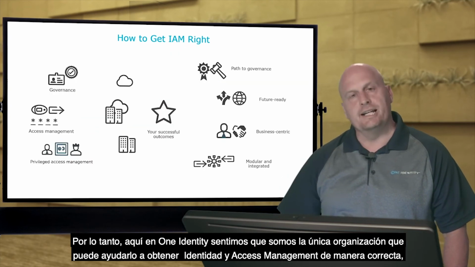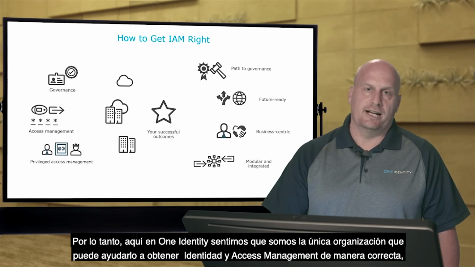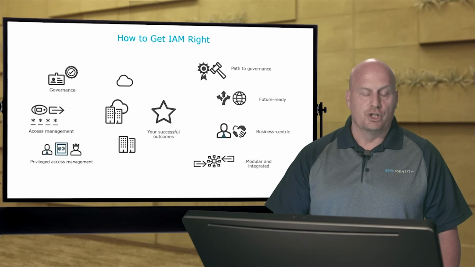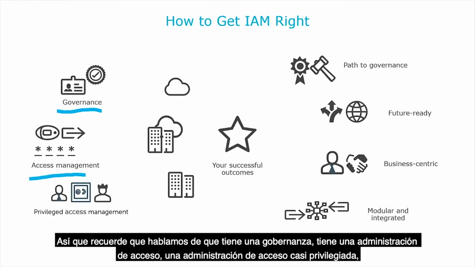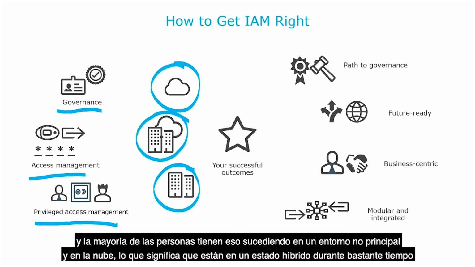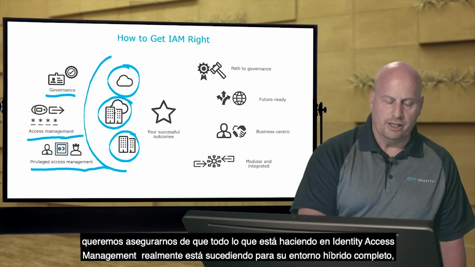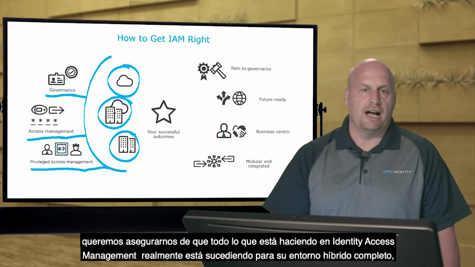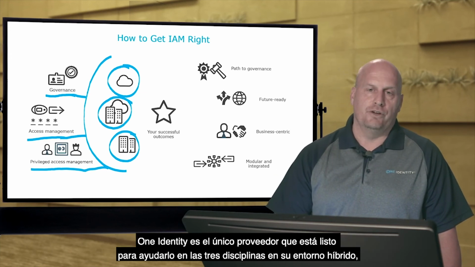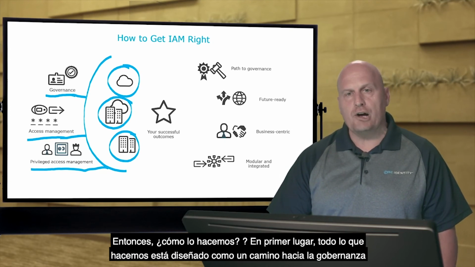So we here at One Identity feel that we are the only organization poised to help you get identity and access management right, whatever that means for you. So remember, we talked about you have governance, you have access management, and you have privileged access management. And most people have that happening in an on-prem environment and a cloud environment, which means they're in a hybrid state for quite a while. You want to make sure that everything you're doing in identity and access management is actually happening for your full hybrid environment. One Identity is the only vendor poised to help you across all three of those disciplines in your hybrid environment. So how do we do that?